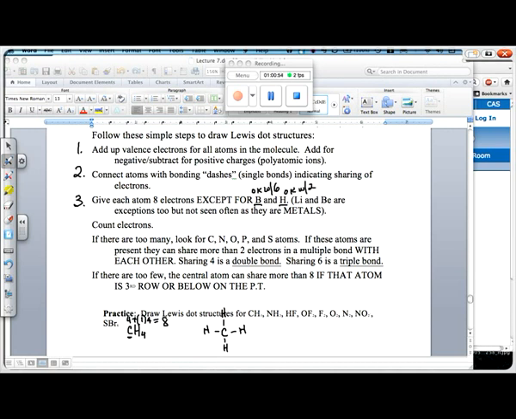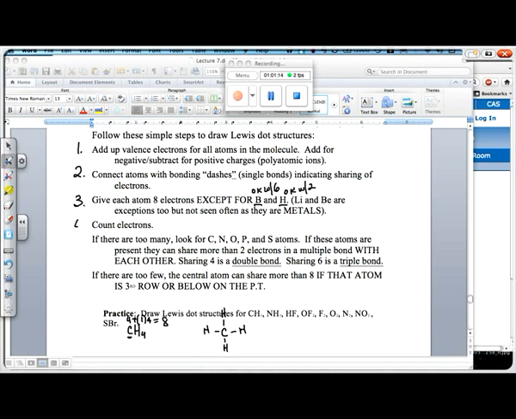Lithium and beryllium are exceptions as well, but they're metals, and personally I don't do Lewis dot structures for ionic compounds. Okay, so we've done that. We've done step 2, and we've given carbon 8: 2, 4, 6, 8. Hydrogen is fine with the 2.